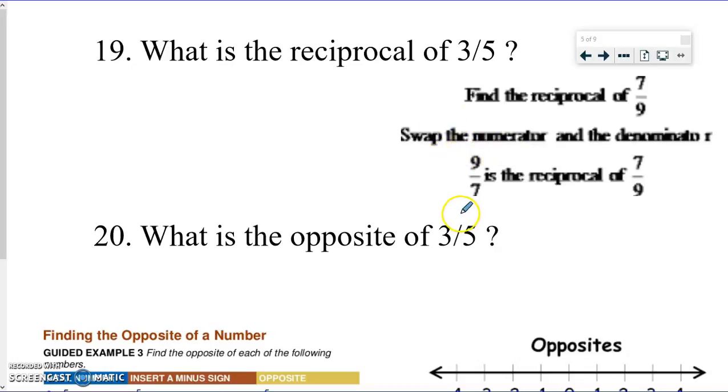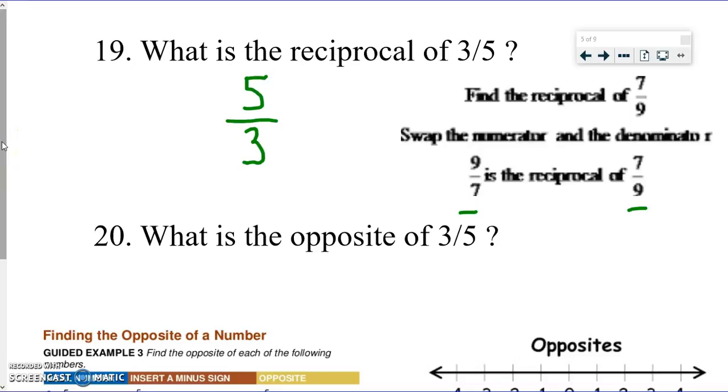So anyway, swap the numerator and the denominator. So here it tells you 9 over 7 is the reciprocal of 7 over 9. So that's all you do, you flip it over. So the reciprocal of 3 over 5, flip it over, is 5 over 3. Okay, so that's all that one is. Sometimes we need to use the reciprocal when we divide fractions, sorry. When we divide fractions, we multiply by the reciprocal.